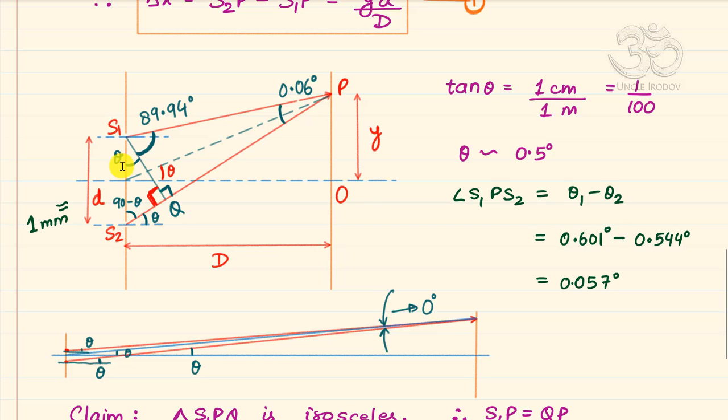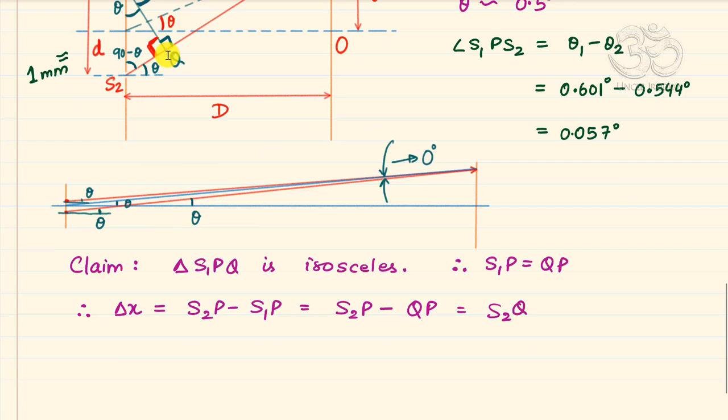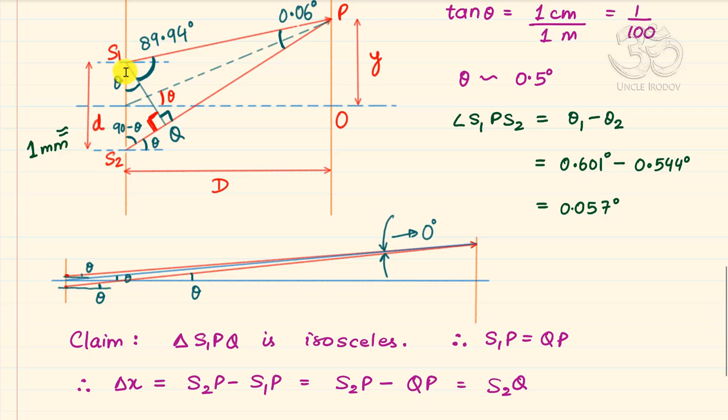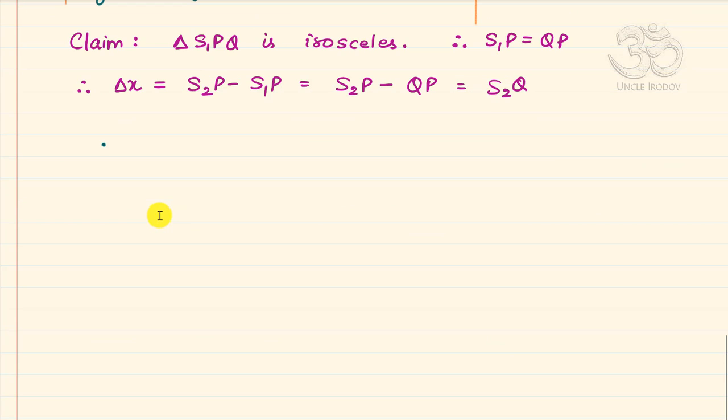And now I've got what I wanted. I've got the value of hypotenuse. I've got the value of one angle. So approximately I can find out S2Q to be small d times sine theta. So therefore S2Q, which is equal to the path difference delta Q, is equal to d sine theta.